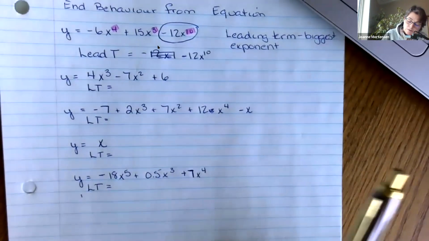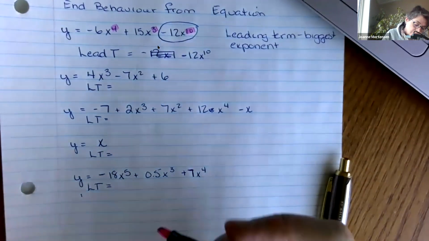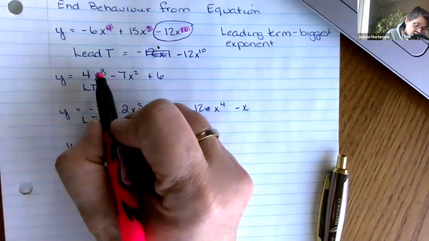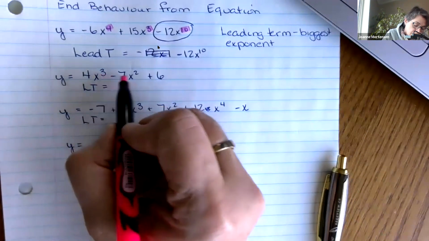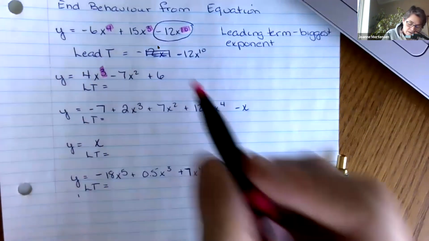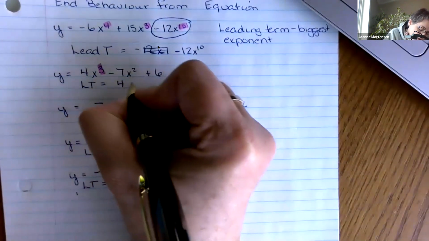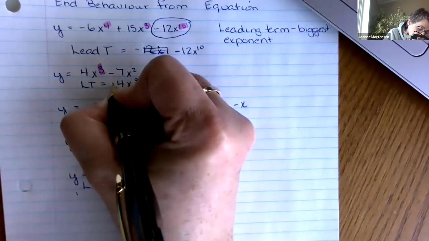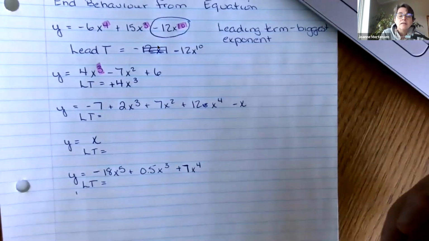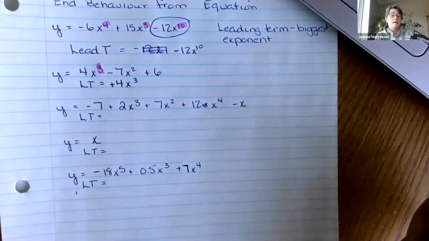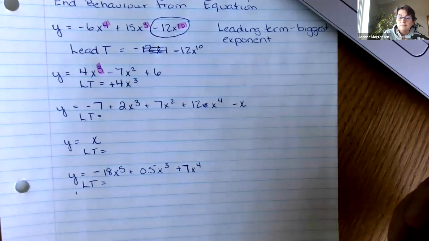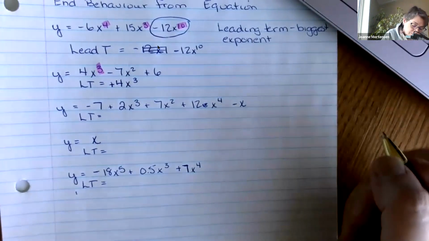All right, so the only thing we care about is my exponent. So in this one, I have an exponent of 3 and 2. So ta-da, my leading term is 4x to the third. If you want to put the plus, enjoy. You don't need to, but the sign of our leading term is going to become important later. So that's not a bad idea.